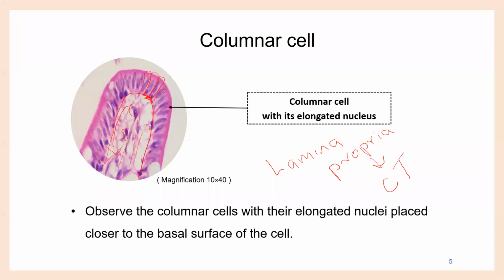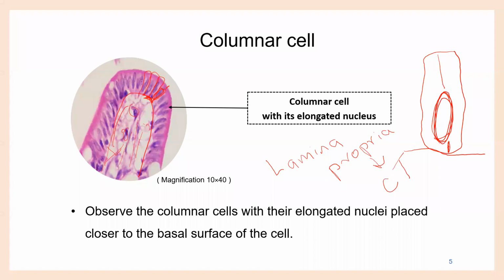And you can see that the nucleus is oval-shaped or elongated, and the distance between the nucleus and the base is less than the distance to the lumen. So the cell would be like this, basement membrane like this, and the nucleus like this. The distance here is less than the distance here.